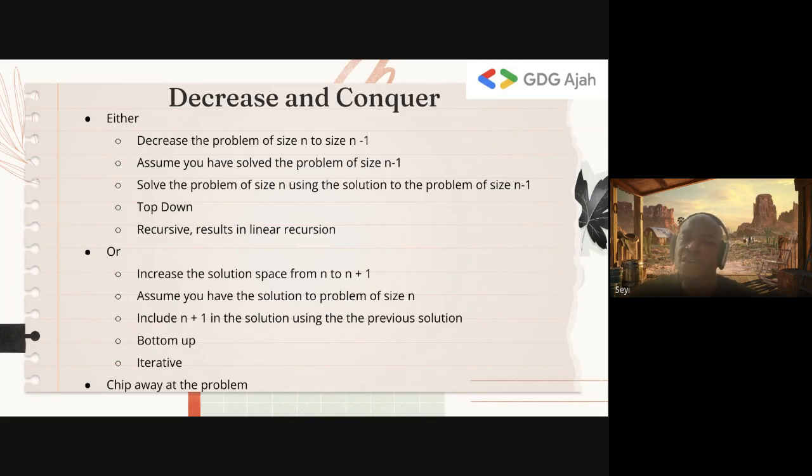So essentially, what you are trying to do here, you are trying to chip away at the problem. You have a big problem that is difficult to solve. So you are trying to reduce the problem to see if you can solve the simpler version of the problem. With decrease and conquer, you are reducing it linearly, like you are reducing it 1 by 1, or 2 by 2, or 3 by 3, doesn't matter.